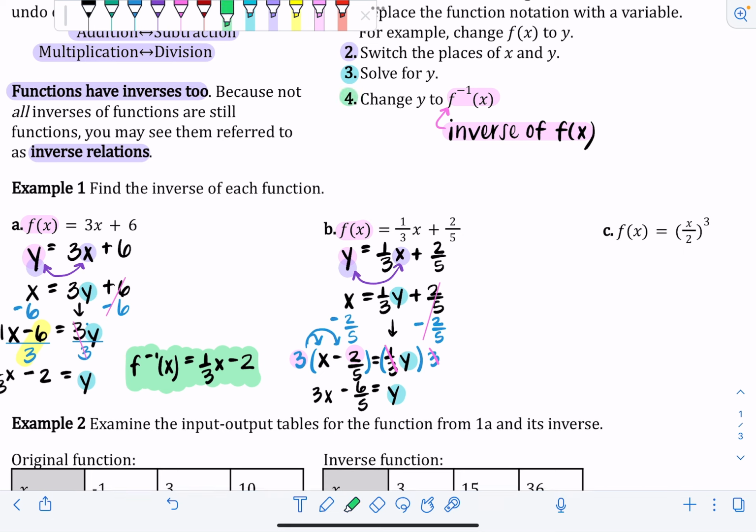We can move on to step 4, which is just change the y into the inverse of f of x. So it'd be the inverse of f of x equals all of this, so 3x minus 6/5. As soon as you get y by itself, that means you have solved for y, and you just need to rewrite it with inverse notation, and also with the inverse of f of x written first, to the left of the equal sign instead of on the right.